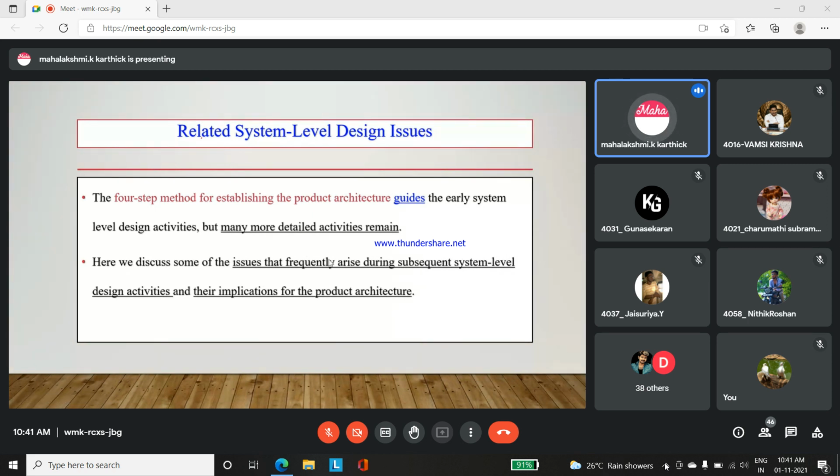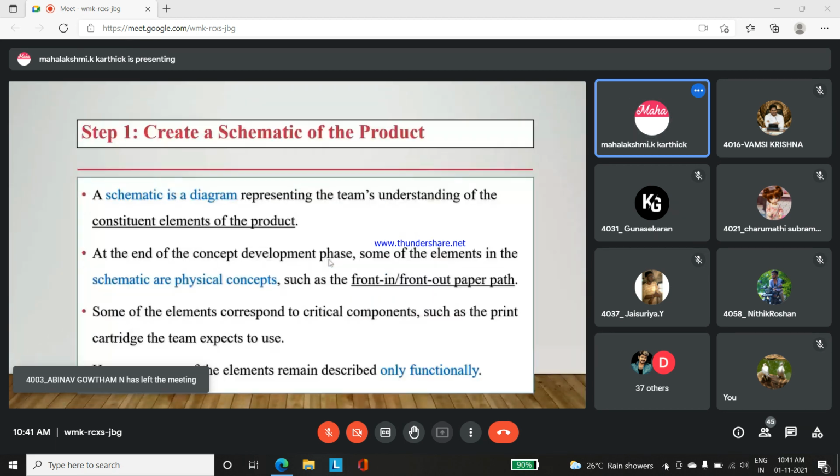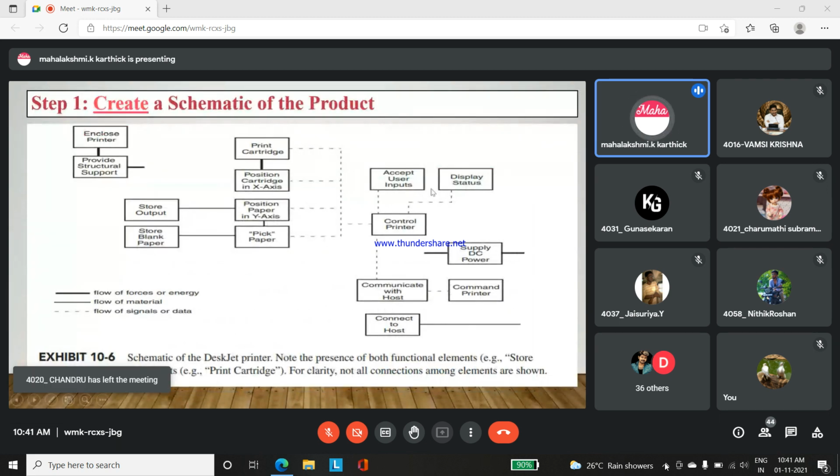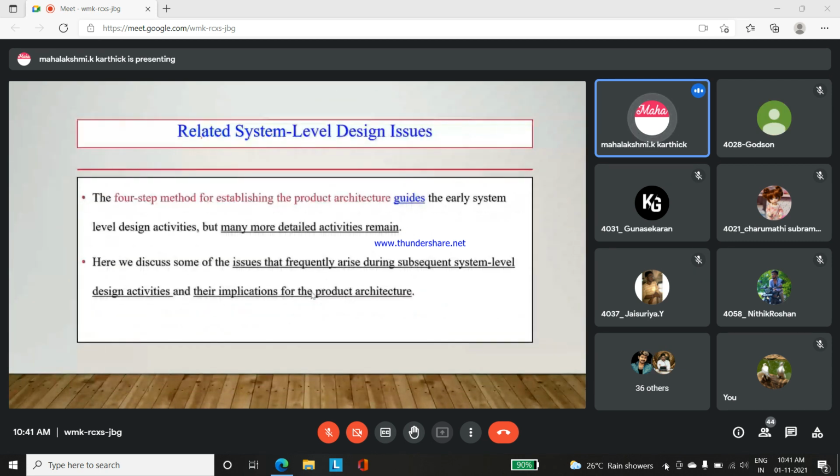What is this topic? I have already told in the step 1 process. In step 1, what we have seen is: create a schematic of the product. In this representation, they have listed the functional elements and physical elements. For clarity, not all connections among elements are shown. Correct? This word says that we have not represented everything inside a product here. So what are the things left out has been discussed in this last topic: related system level design issues. What is related system level design issues?